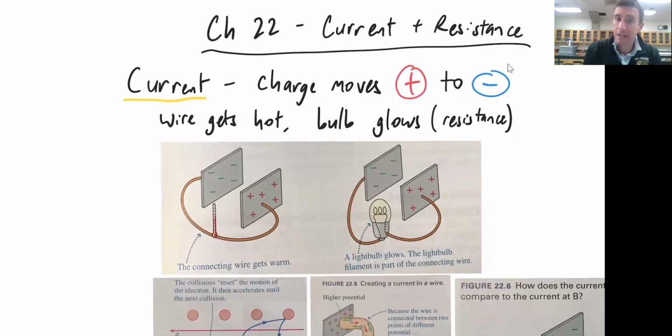And current is when a charge moves from positive to negative. Often we think of that charge moving along a wire. That's where most current would move if we are creating a circuit, for example. And charge always moves from positive to negative. And when that happens, the wire can get hot. Or if there's some kind of resistor in there, like a light bulb, that bulb can glow.